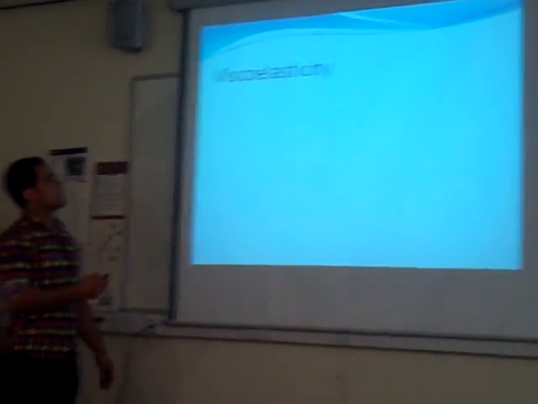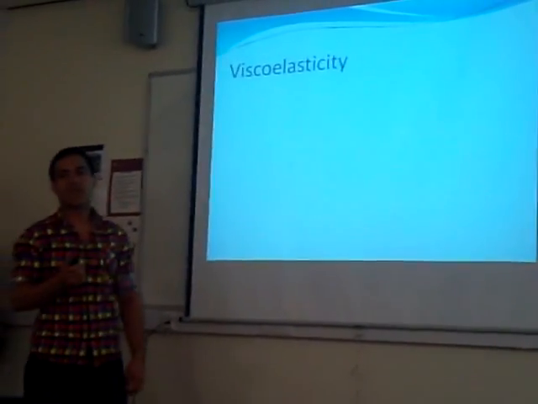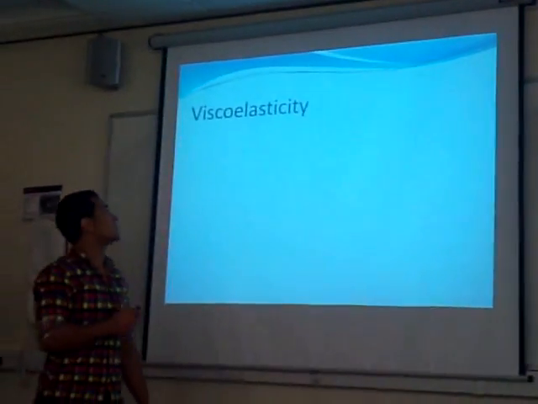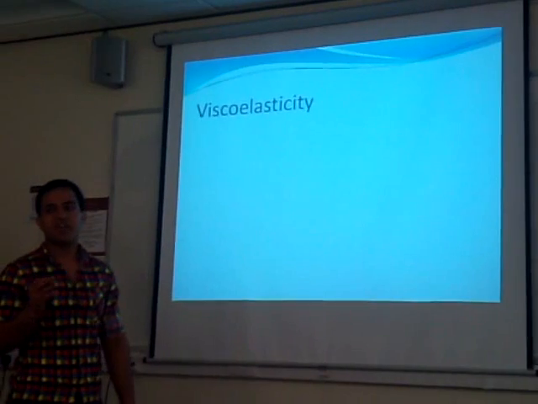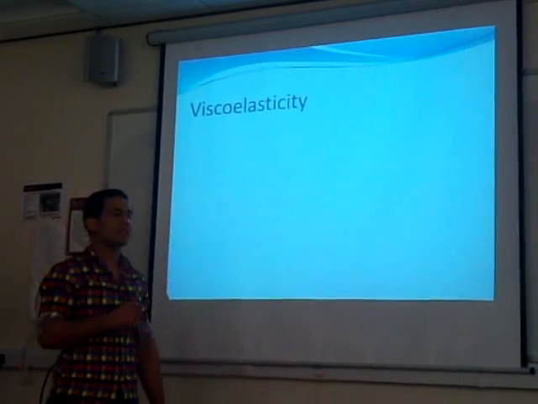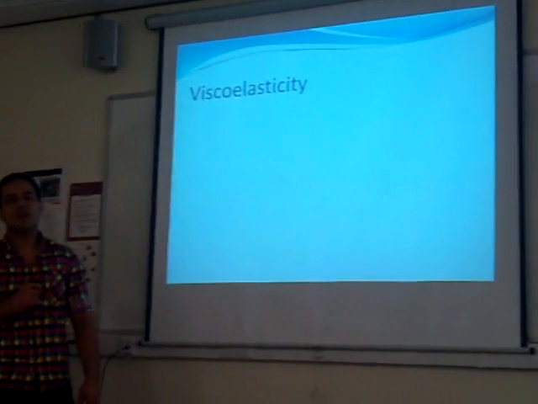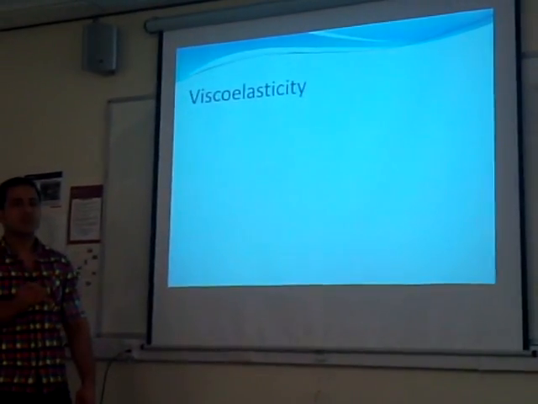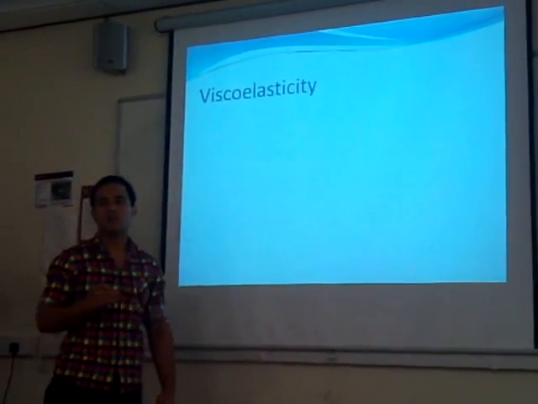Viscoelasticity. As I mentioned earlier, the tendon or ligaments behave as a viscoelastic material. Viscoelastic material means that they have the behavior of both a viscous material and an elastic material. If we look at the behavior of the viscous material, we'll find that under stress, they resist shear flow, and they resist strain with time.